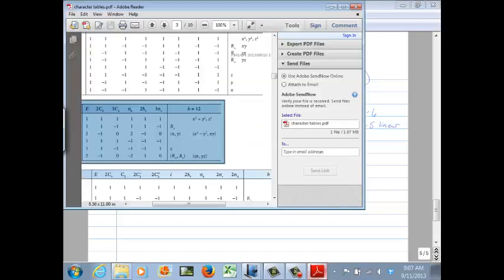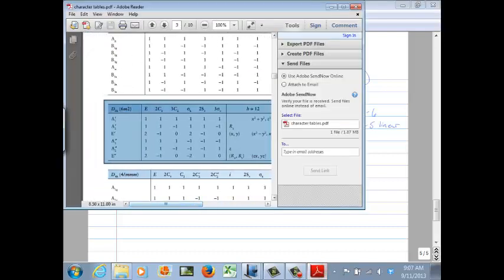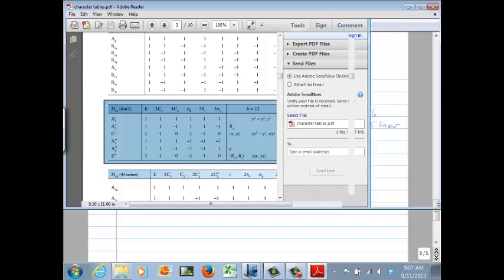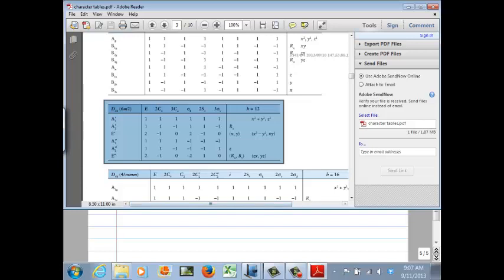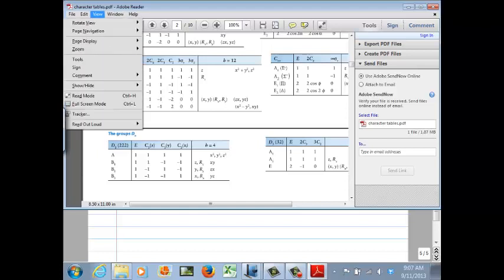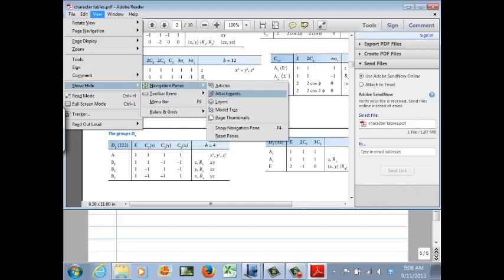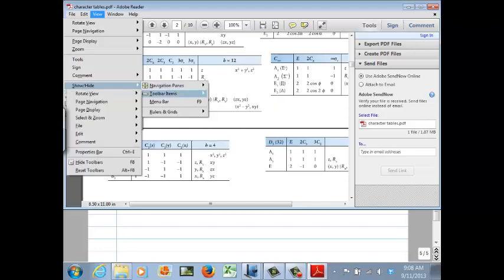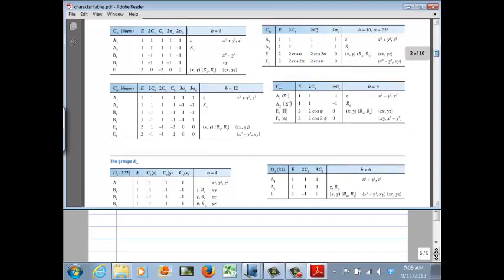I'll look at mine. And I wish, how do I get rid of this toolbar? Does anybody know? Little thing on the side. I don't want to see that. Maybe. Show hide. Navigation panes. Hide toolbars. Oh, I'm afraid of that. That's probably going to screw me up. Oh, cool. Thank you. Okay.